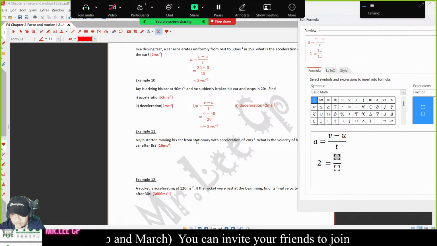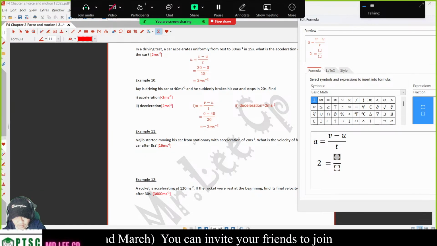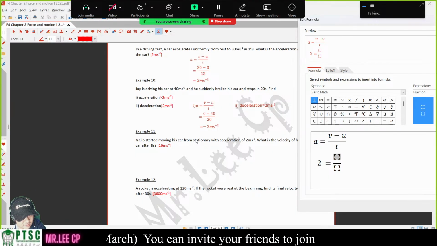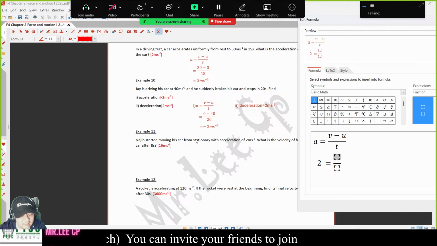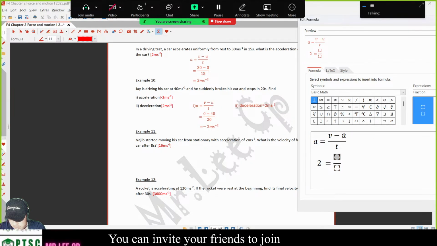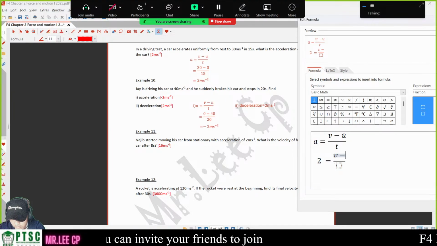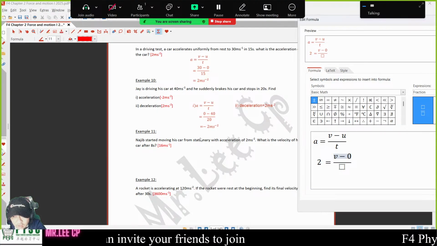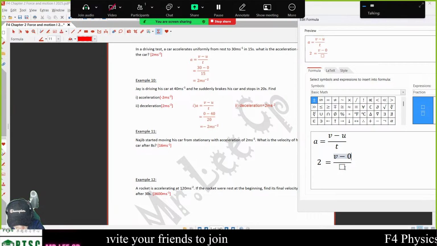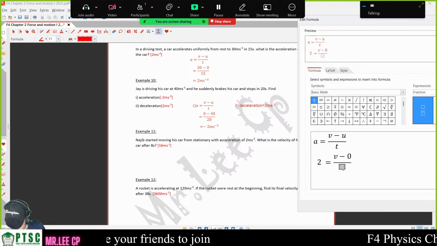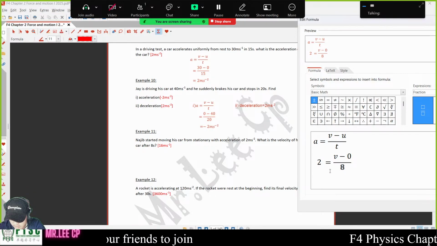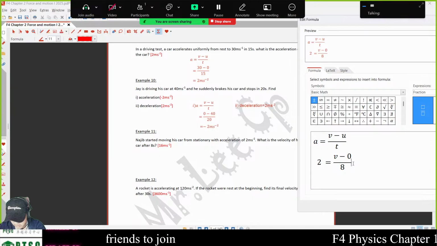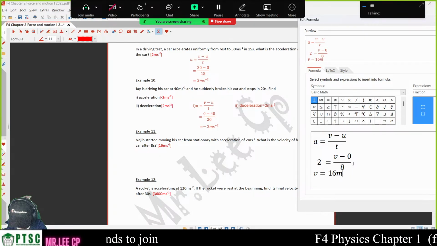I don't know the final velocity. Start from stationary. Stationary means initially it is not moving, so initial velocity is 0. Final, I don't know. Initial is 0, over the time of 8 seconds. 2 times 8 is 16. So v is equal to 16 m s negative 1.